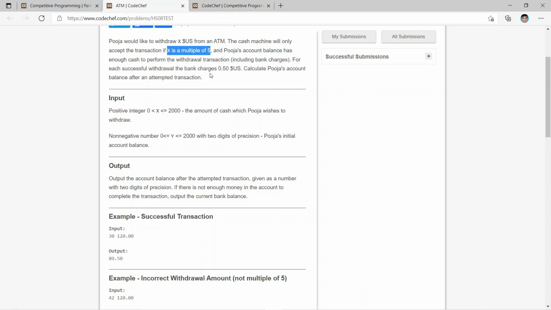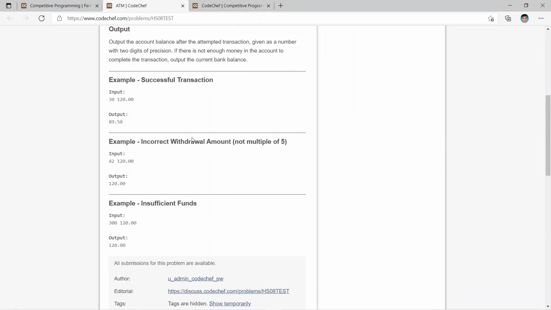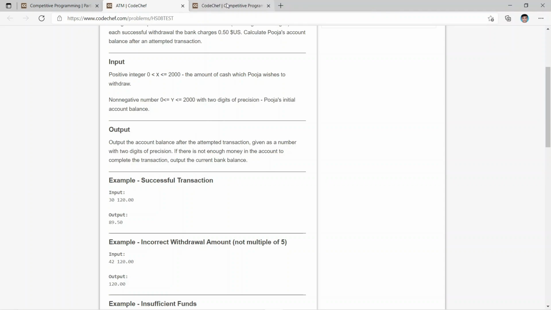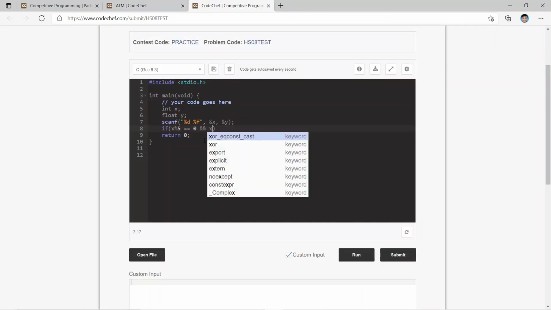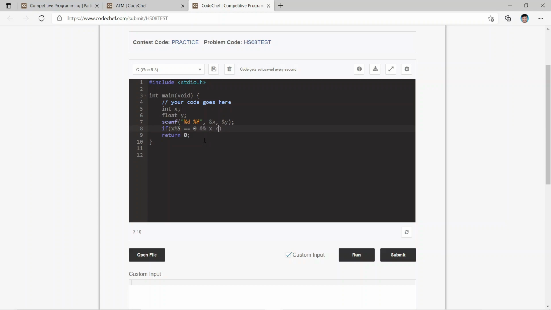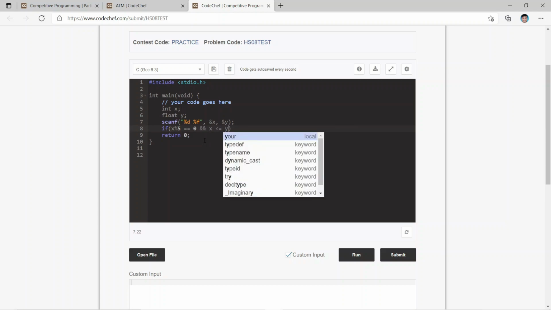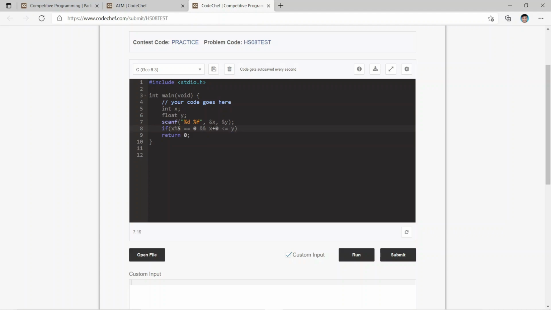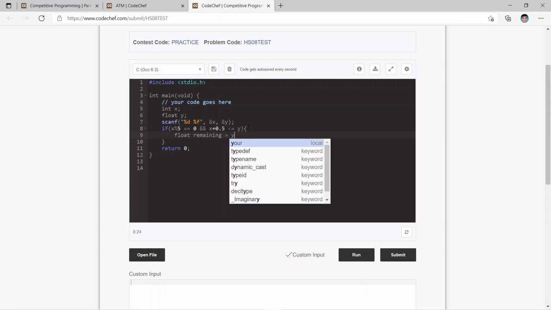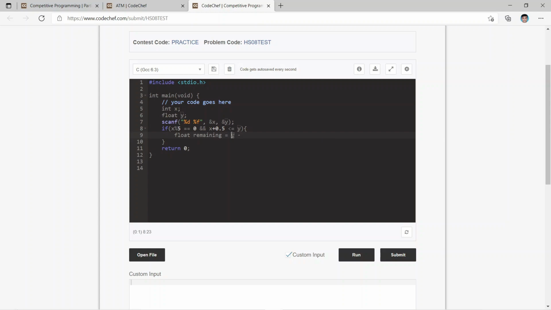And the other condition is that the amount she wants from the bank should be less than her current balance. We also add the charge here so that it is a complete transaction. So let's define a float rema, the remaining balance, which is just y, the current balance, minus the amount she wants to withdraw minus the bank charge.